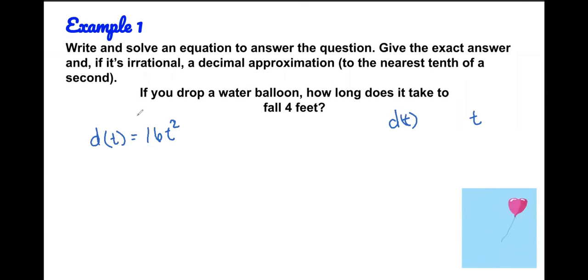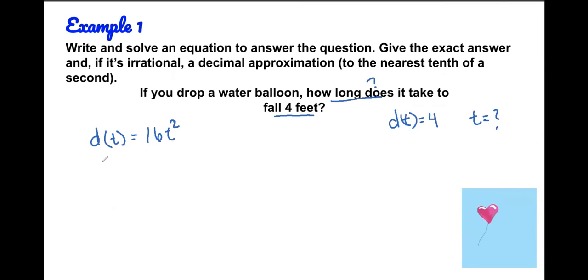Now, in the statement that it says right here, if you drop the water balloon, how long does it take for it to fall 4 feet? So in this case, we already know the distance. We want to know how long it'll take when it falls 4 feet. So our total distance is 4 feet. The time that it takes for it to fall 4 feet, we don't know. So that's what we're trying to figure out.